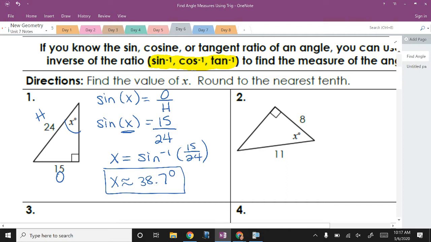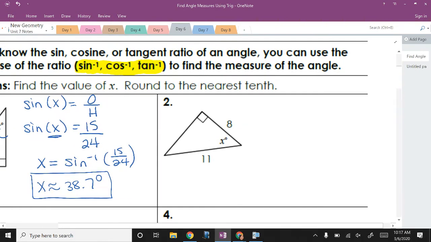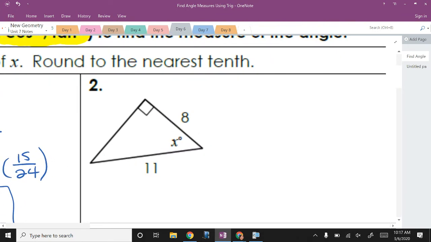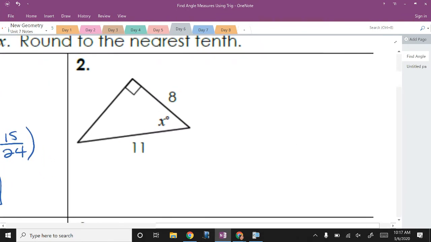So that's it. If you're finding a side, you do regular sine, cosine, and tangent because you know the angle measure. If you're looking for the angle measure, you use inverse. Okay? So look at number 2. I'm going to zoom it so maybe I'll do my stuff better. Number 2, here's my x.